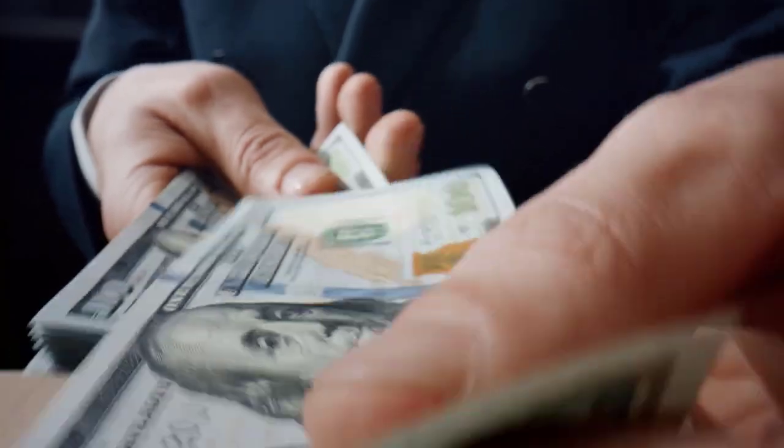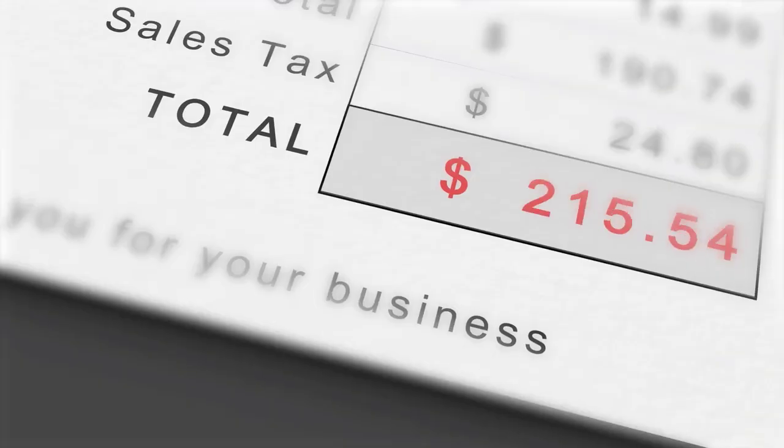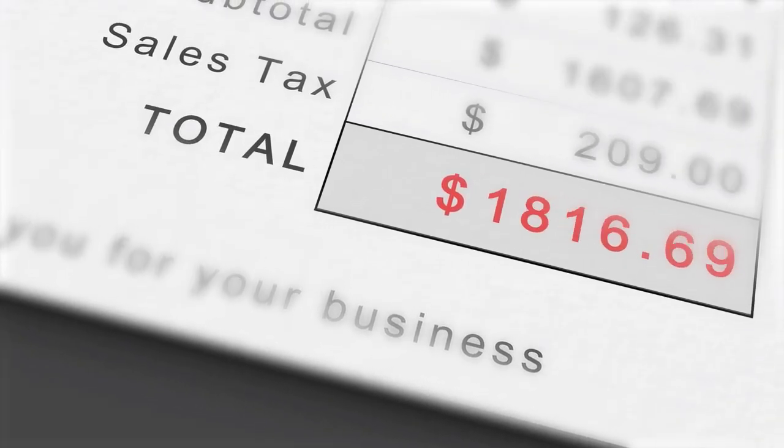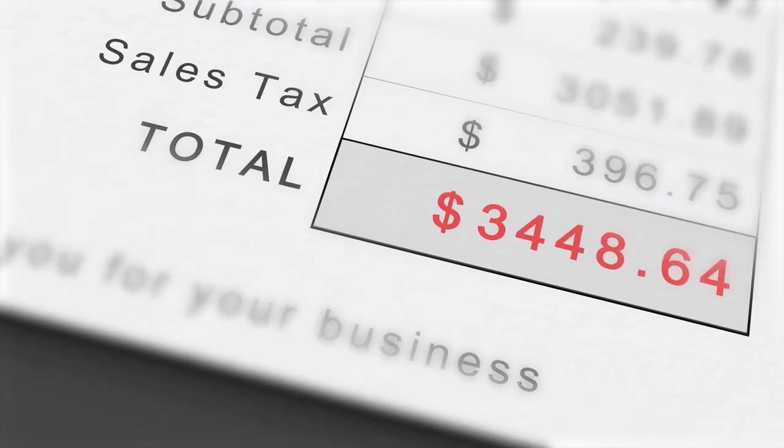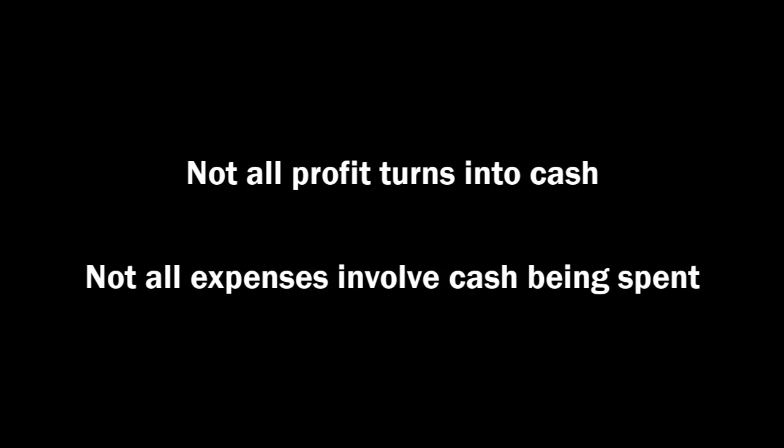You can think of the income statement like your personal net income. You have your annual salary, this is like your revenue. Then you have all your expenditures, such as groceries, rent, fuel, bills, and taxes. Finally, you have what's left over. This is like your profit or net income. Not all profit turns into cash, and not all expenses involve cash being spent.